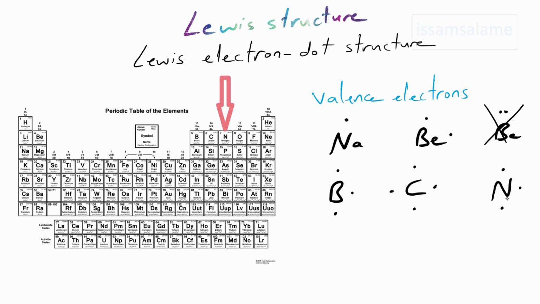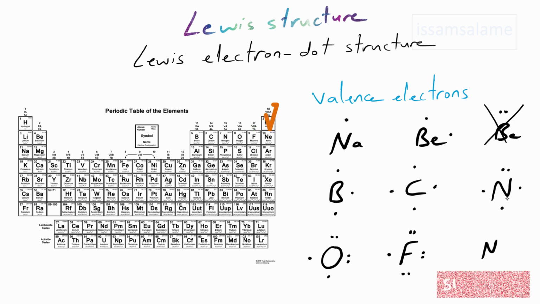Like nitrogen in group 15 is going to have a Lewis structure like this. Oxygen in group 16 with 6 dots. Fluorine in group 17 with 7 dots, and neon in group 18 with 8 dots. Don't forget that helium is an exception. It's in group 18, but it has only 2 valence electrons.